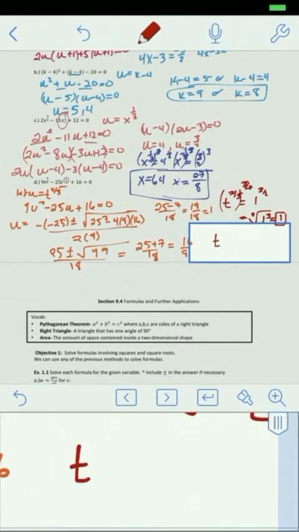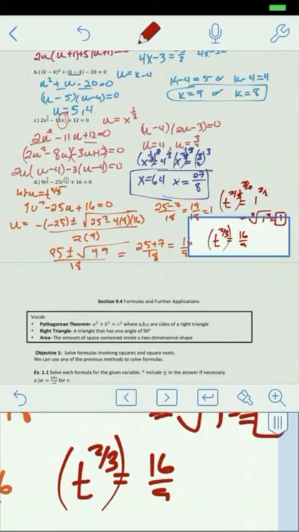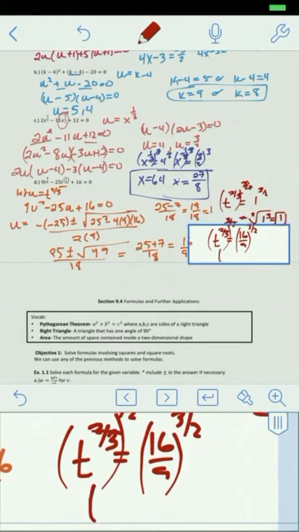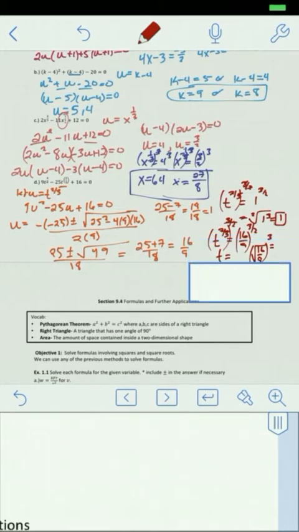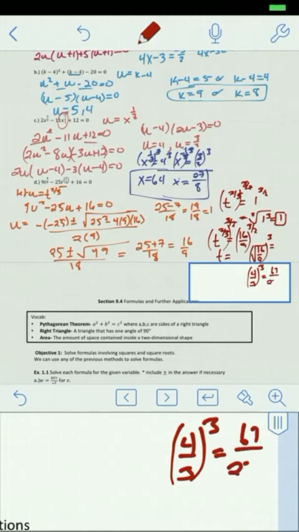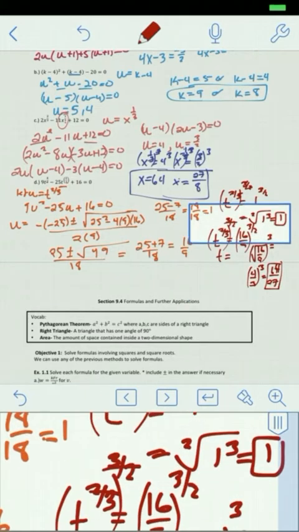Okay? And then I also have t to the 2/3 is equal to 16 over 9. I raise both sides to the 3/2 power. Those cancel to just t. That leaves me with the square root of 16 over 9 cubed. And the square root of that would be 4/3 cubed. So 64 over 27. And I have my final answers: 1 and 64 over 27.